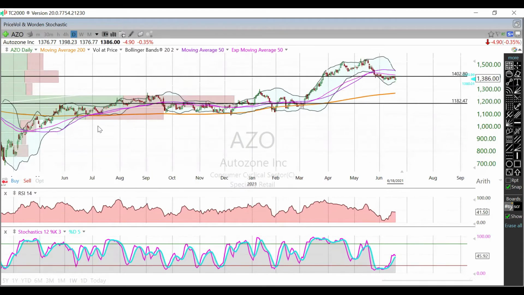So you can see back here in around June, July, we had this lower moving average, this 50-day, cross over this 200-day moving average. Now, when you have the 50 crossing over the 200 on the daily, that is considered a golden cross, and that is a bullish move. And you can see that's exactly what happened. We crossed over, and then we had a nice bullish move here.